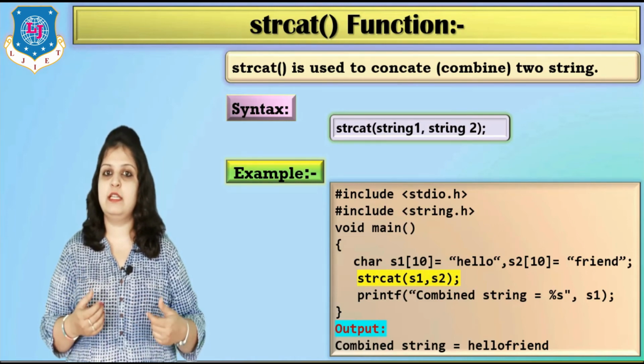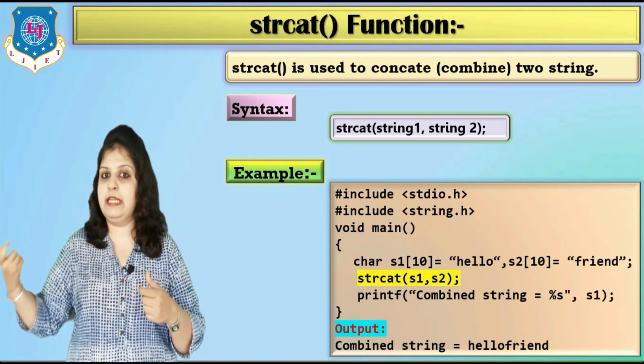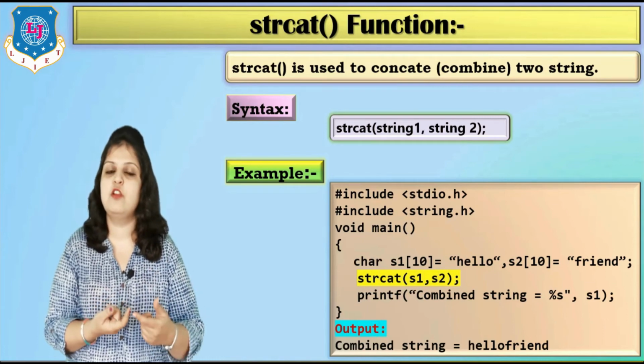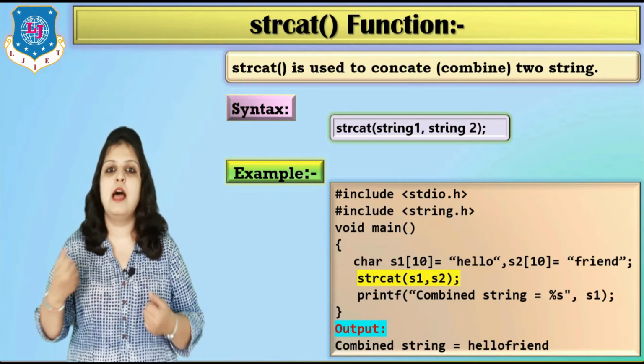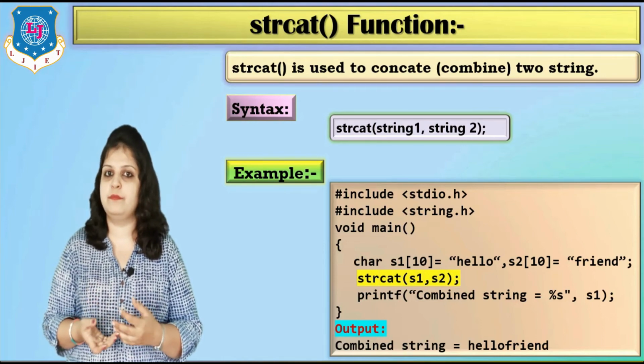Suppose you write strcat(s2, s1), then what happens? The data of s1 is combined with s2 and stored in s2, meaning your output is like friend hello. In this way you can use both of them.